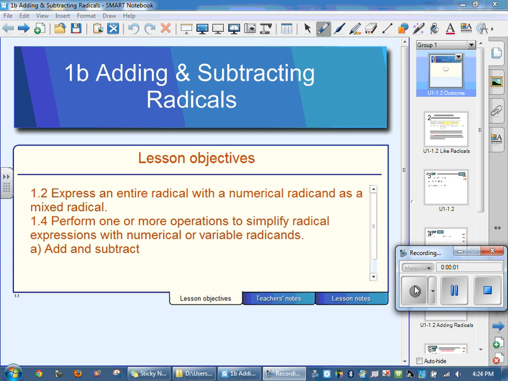Lesson 1B, adding and subtracting radicals. We're going to find out how to express an entire radical as a mixed radical and perform adding or subtracting once we've got it down into simplest mixed radical form.